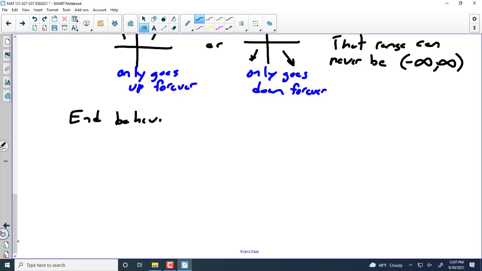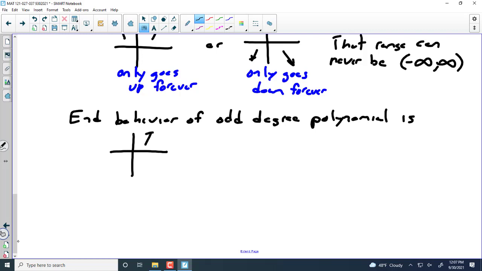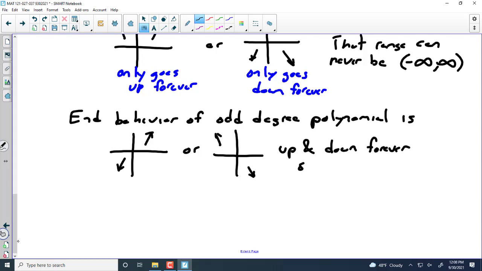End behavior of an odd degree polynomial is either this or this. Up and down forever, so range is guaranteed to be negative infinity to infinity. Guaranteed.